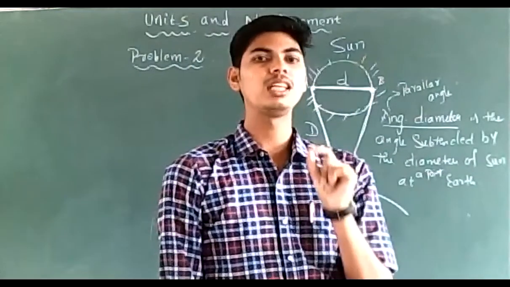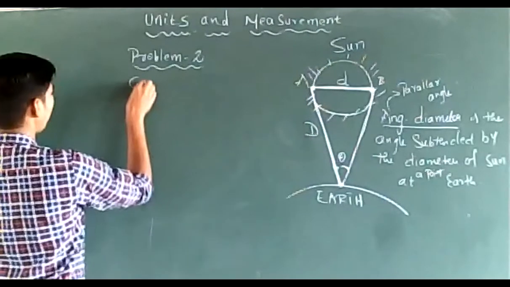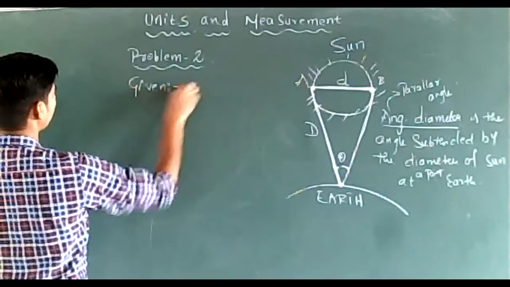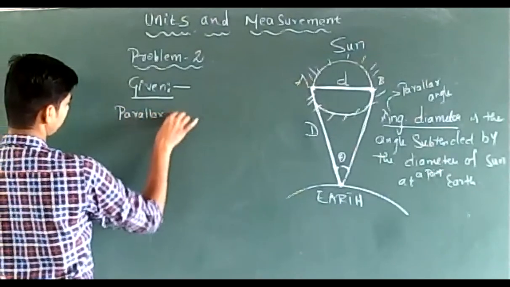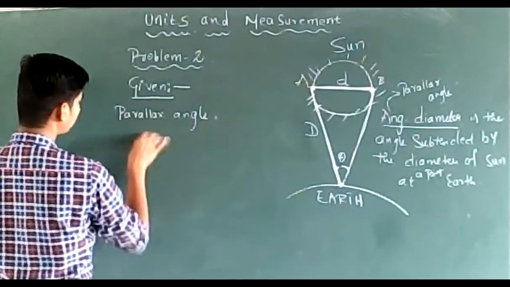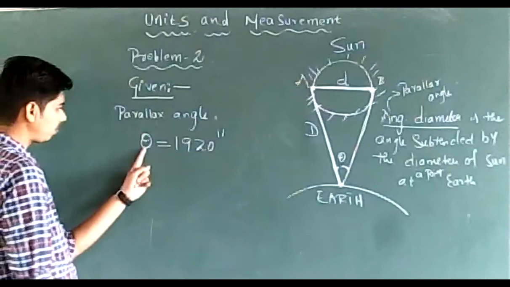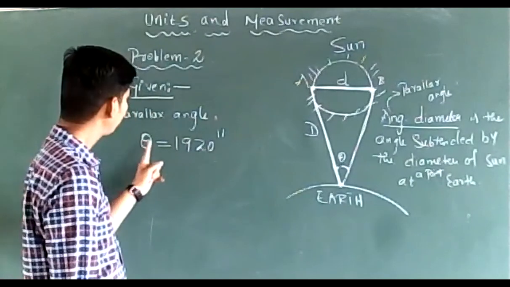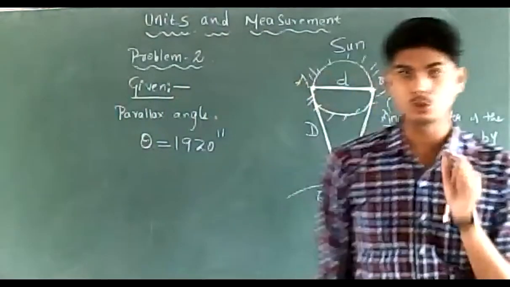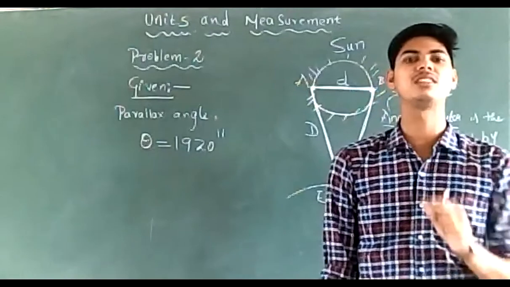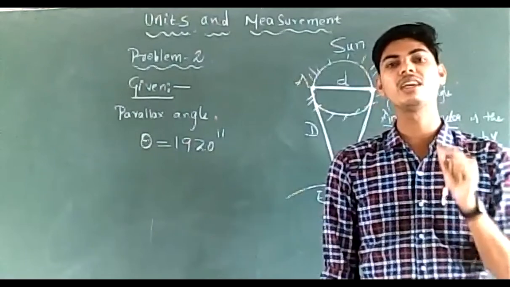So what is given in the problem must be first written. See, in the problem we are given certain information. We are given the parallax angle as 1920 seconds. Parallax angle must be represented by theta. You must remember, you should never express angles in seconds, minutes and degrees. Instead, you must express the angles in radian.